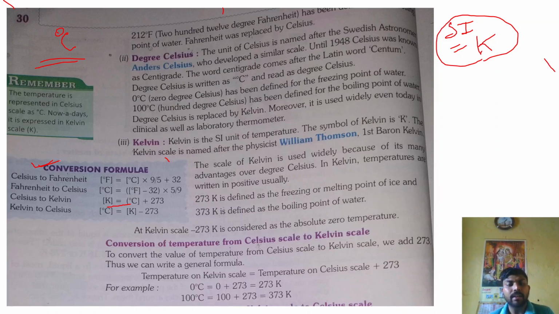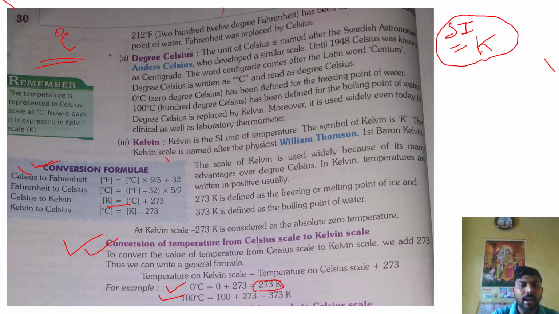Now we are moving to the next part. Suppose one example we are giving. Here one example has already been given, how you can convert degree centigrade to the Kelvin scale. We already know the formula: if the degree centigrade temperature is given, and you add 273 to it, then you will get the temperature in the Kelvin scale. So for 0 degree centigrade, you just add 273 to the 0 and you get 273 Kelvin. Similarly, for 100 degree centigrade, you add 273 to the 100 and you get 373 Kelvin.